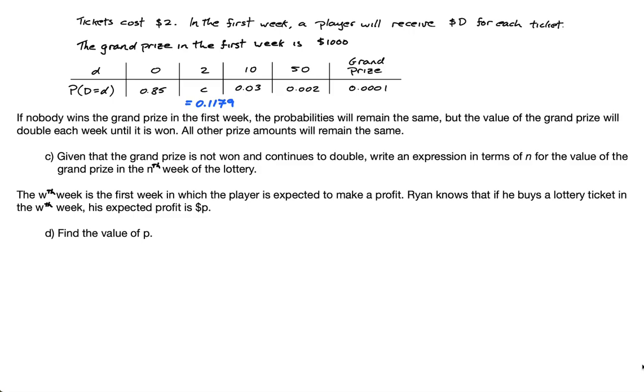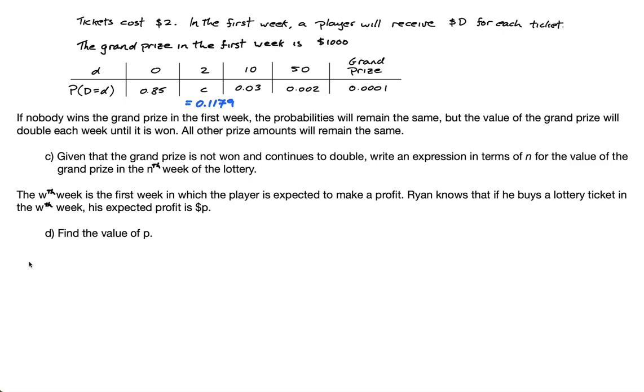Okay, part C. So basically, if no one wins the prize in the first week, the grand prize doubles every week. And that's written here. It says, write an expression in terms of n for the value of the grand prize in the nth week of the lottery. So the probabilities stay the same, but the grand prize doubles.